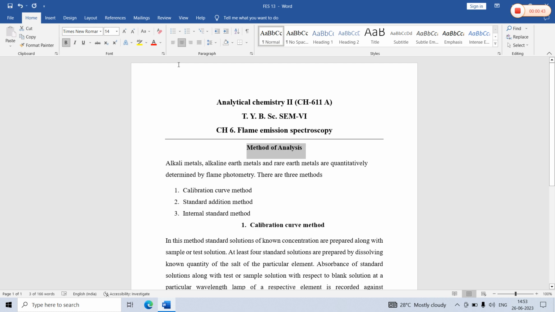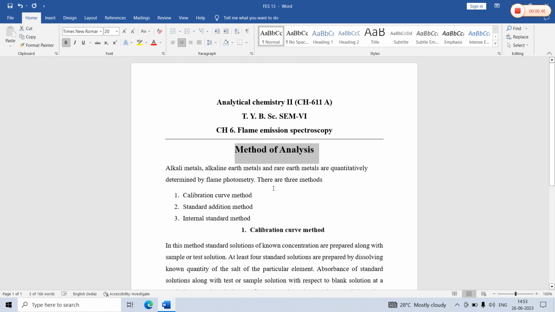Now what are the methods which are useful to measure the intensity, to measure the analyte? Here alkali metals, alkaline earth metals and rare earth metals are quantitatively determined by flame photometry. Quantitative means how much amount is present in the particular sample, that is a quantitative estimation. There are three methods.